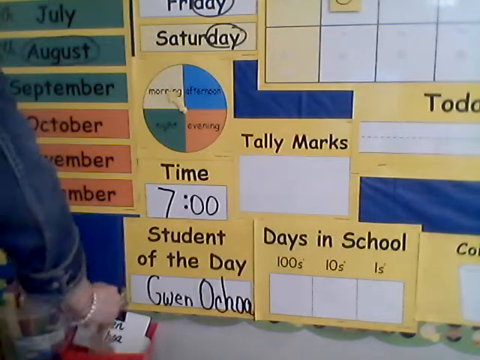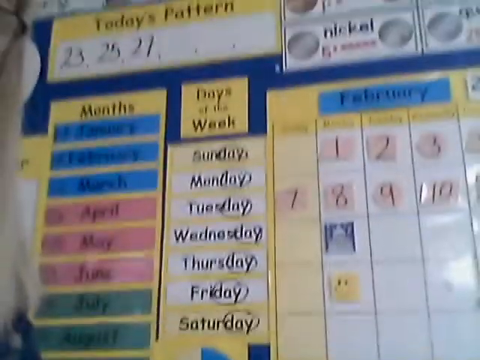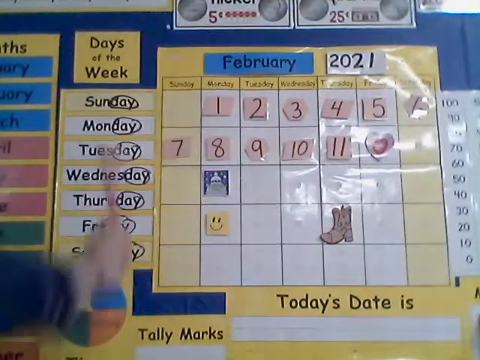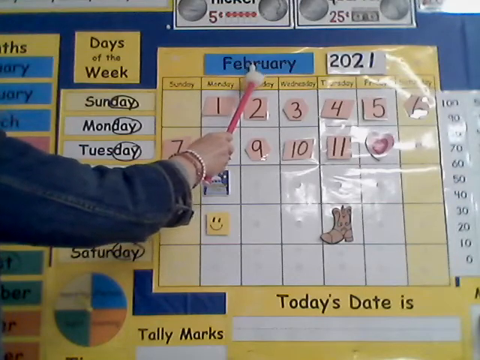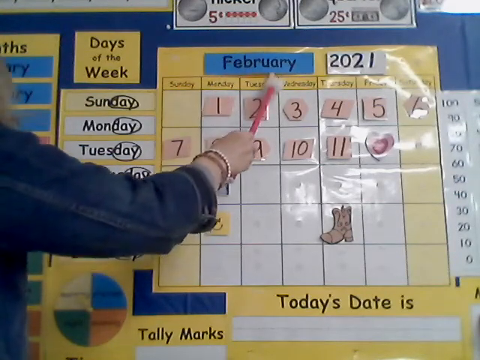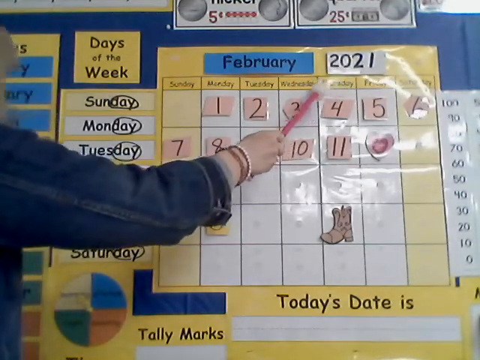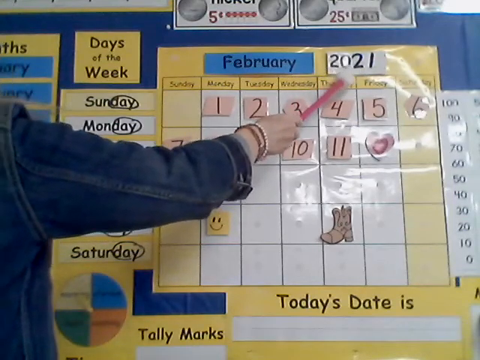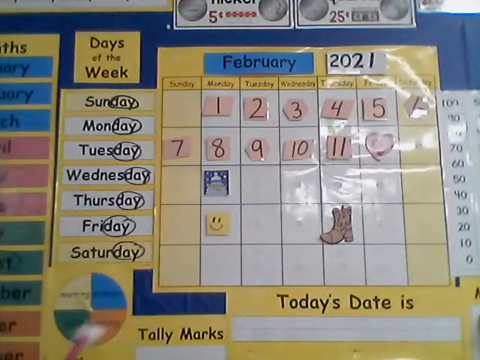And then Mrs. Harrow would give Gwen her student of the day sticker and give her a pointer and say, alrighty, young lady, you are on. And Gwen would say, this here thing is called a calendar. And this here is called a month. And what month are we in? February. And this year is called the year. And what year are we in? 2021.